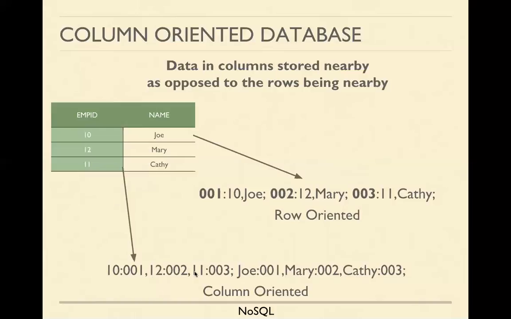Row-oriented data stores store the data row-wise, while column-oriented data stores store the data column-wise, as in 10, 12, 11, Joe, Mary, Kathy. Since similar data is coming together, it's easier to compress this, and the compression results are far better in the column oriented. That's the only reason why we are talking about column oriented databases. Any question at this point?